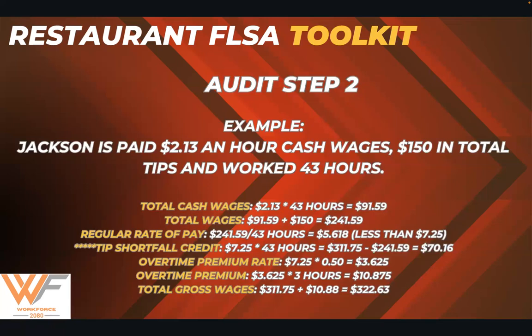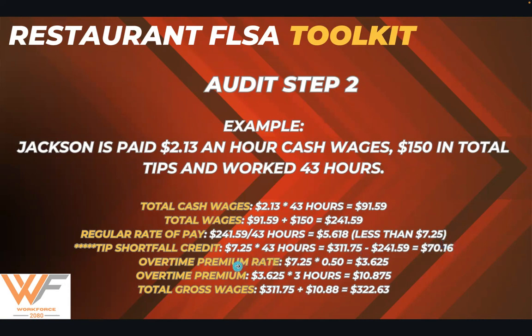So this is where we pull out the tip shortfall credit. So in this case, what is the tip shortfall and what do we need to pay this person? Well, it's pretty simple. You need to pay at least $7.25 an hour if it's in the federal. So I'm going to take that times 43 hours to give me this total number. So since I was only paying $241.59 with the total cash wages and total tips, I need to pay him additional to get him up to $311.75, and that would be a total of $70.16. That's something I would have to do.